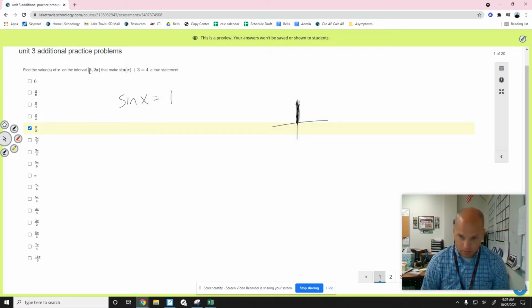Those are the only answers between 0 and 2 pi. If I wanted to put it in the form of like all possible answers, I would say it's pi over 2 plus multiples of 2 pi n. So that I can go around the circle, get back to where I am, just different angle, same location. All right, so that's number 1.